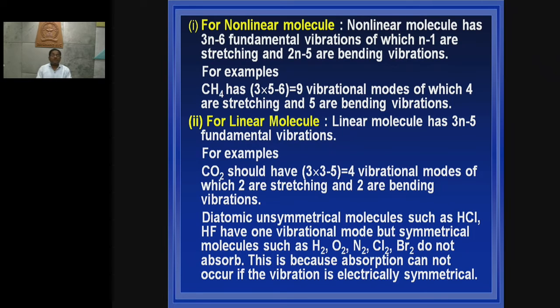Similarly, you can go for a linear molecule. In the case of a linear molecule, the number of fundamental modes of vibration is 3n minus 5. For example, consider carbon dioxide, CO2. It has 3 atoms in total. So 3 into 3 minus 5 equals 4 vibrational modes, out of which 2 are stretching and 2 are bending vibrations.